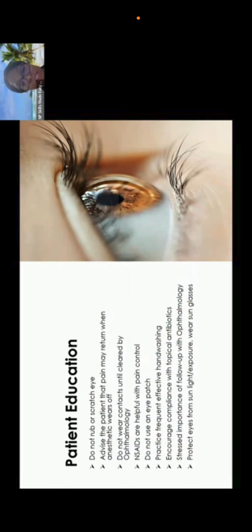Practice frequent effective hand washing. Encourage the patient not to touch the eye at all. Encourage compliance with the topical antibiotics. Stress the importance of follow-up. If they have a rust ring, follow-up is super important because you want to make sure that it does not turn into ulceration. And of course, protect the eyes from sunlight exposure, and they should wear sunglasses.